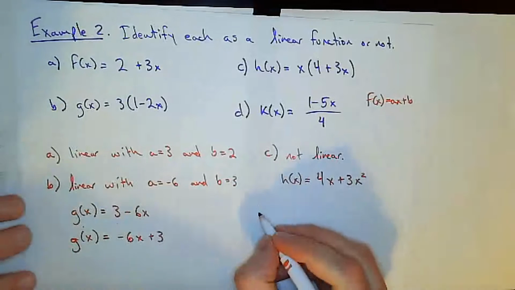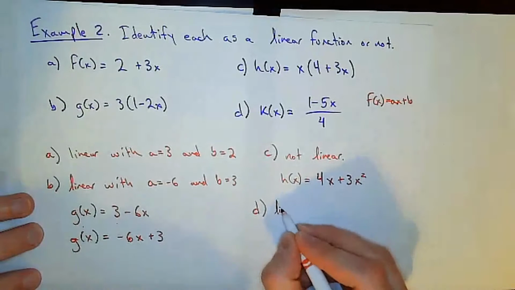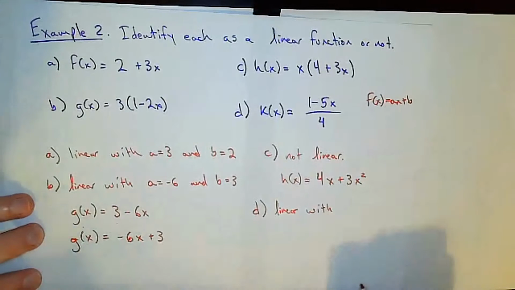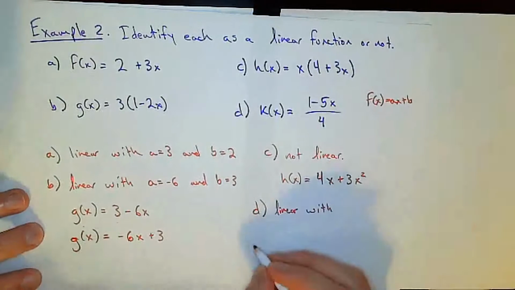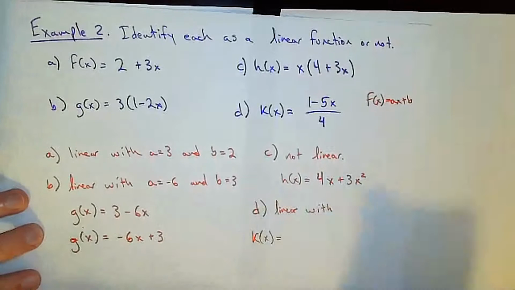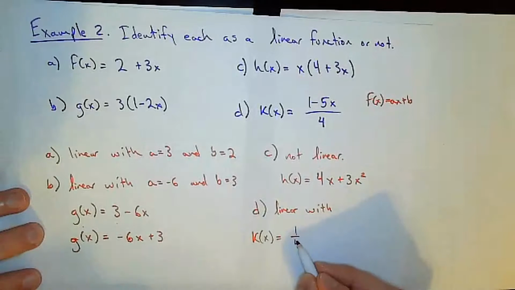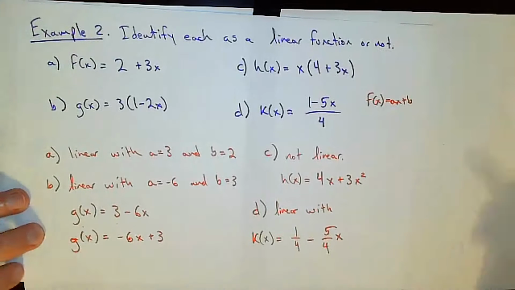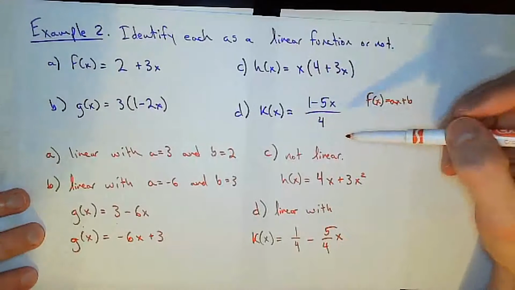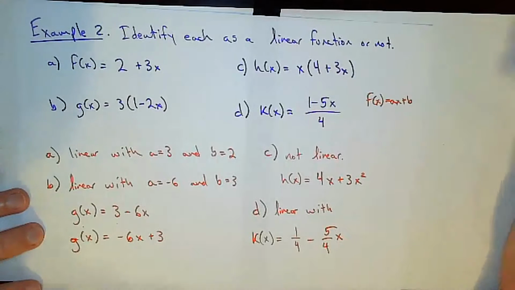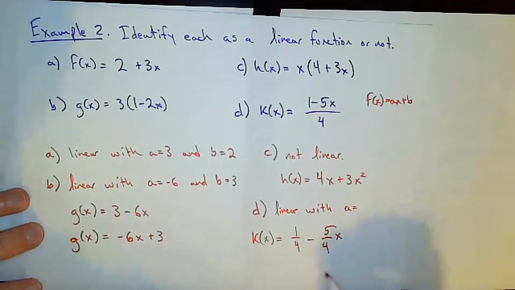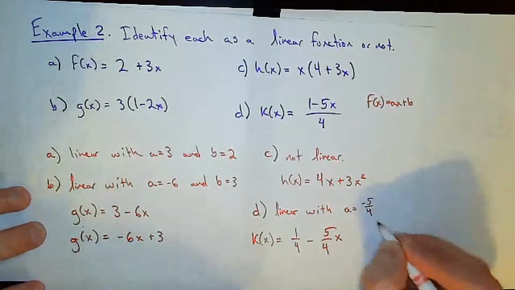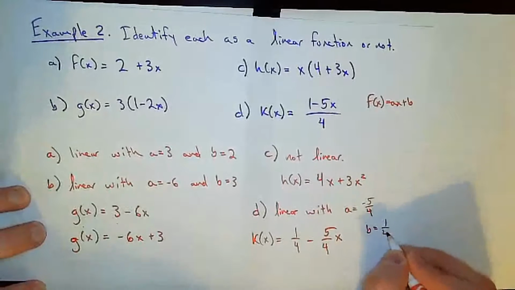Now, D is linear. And how do we identify A and B here, because it's of this fractional form? Well, note that K of x can be written as 1 over 4 minus 5 over 4 times x, if you split the fraction, which is a legitimate thing to do. So A here is the number attached to x, so negative 5 over 4, and B is 1 over 4.